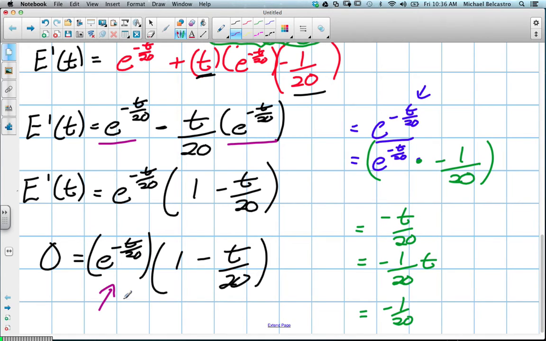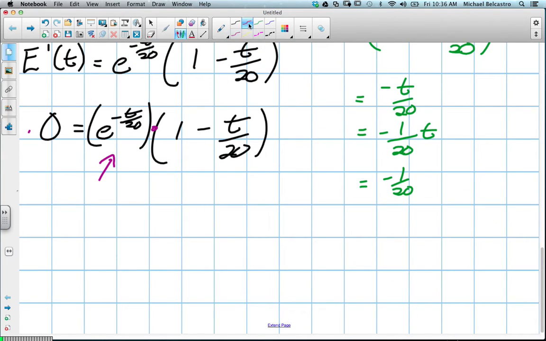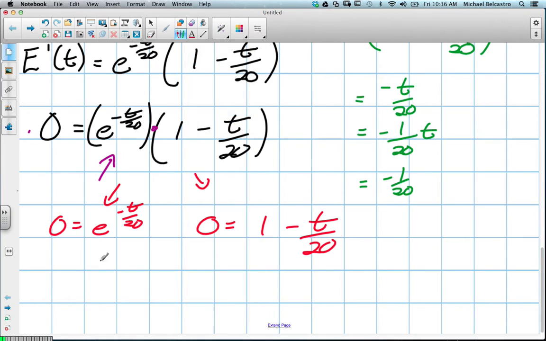And remember, we need to multiply to 0. So we need to think of it like this. Split each of these. I want to split this, where I have 0 is equal to e to the power of negative t over 20. And we want to have 0 is equal to 1 minus t over 20. I want to address the one on the left first, our exponential function. Can I get an exponential function that's going to cross our y value at 0?